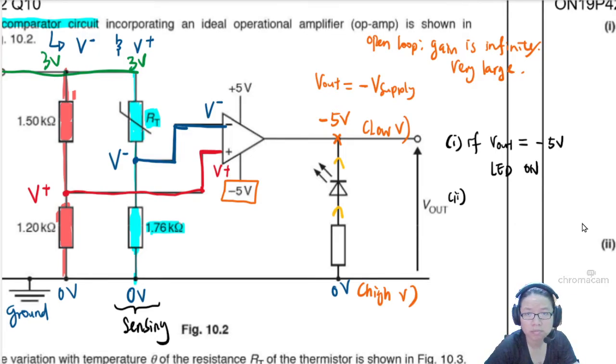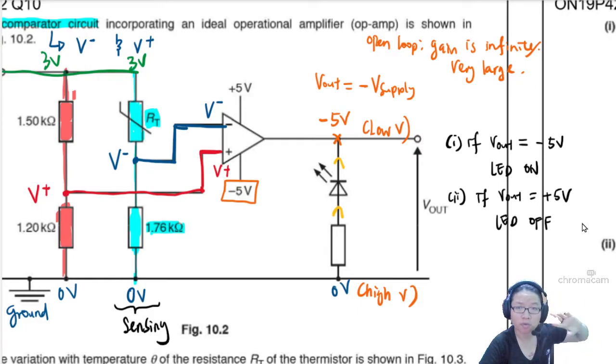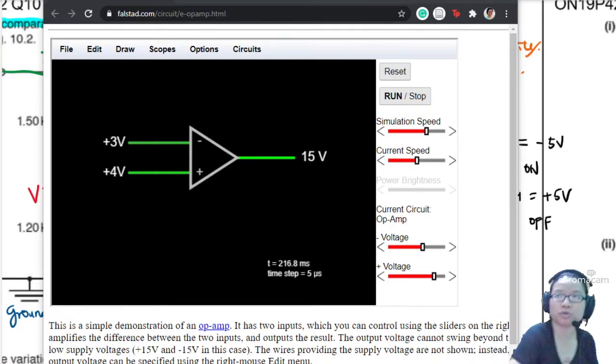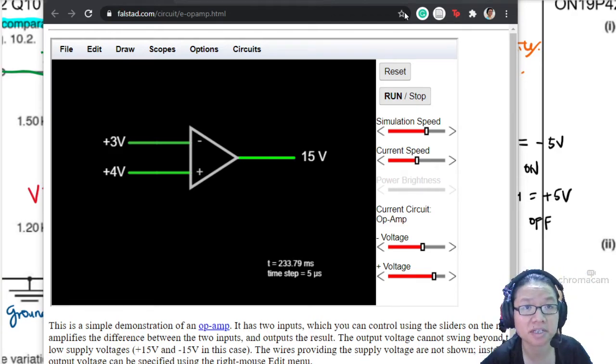Number two, if V out is positive 5 volt, LED off. When does it switch from positive 5 to negative 5? Well, if you can't think of that, let me show you the simulation again. So here is the comparator again. You can see that the website is linked here, so you can always visit it to test it out.